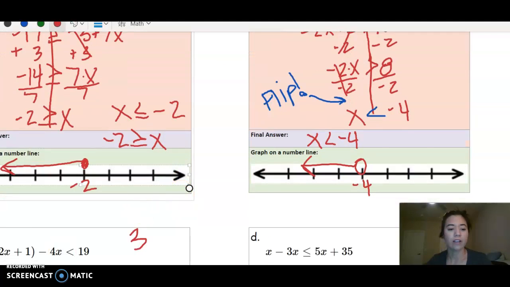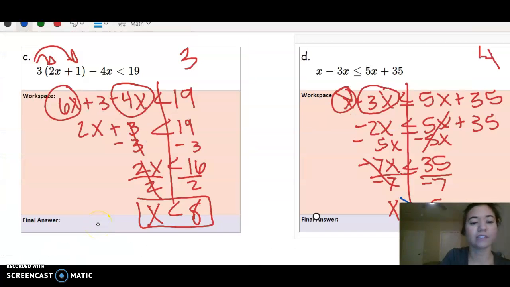All right, great. And then on C, we had to distribute that 3 to get 6x, and then 3 times 1 is 3, and then the minus 4x is less than 19. From here, we combine those like terms, so 6x minus 4x gives me 2x plus 3 is less than 19. Then we subtract 3 from both sides. 2x is less than 16, divided by 2 to get x is less than 8.